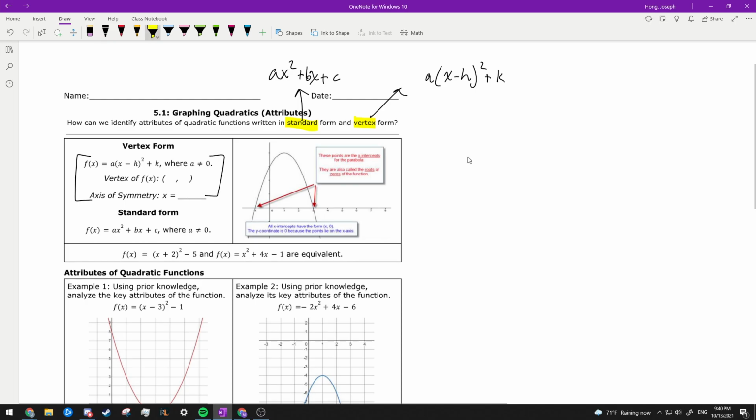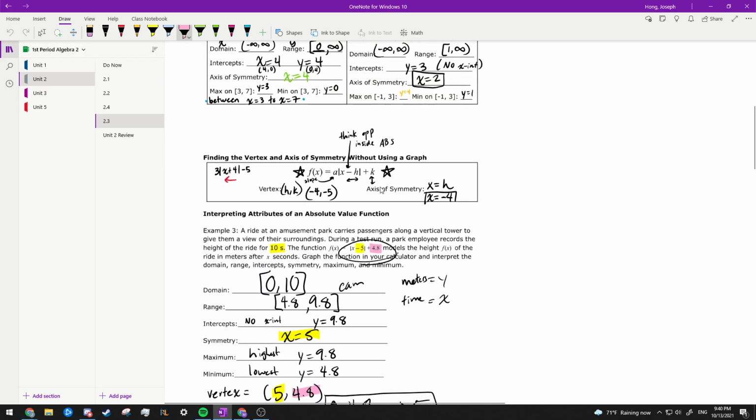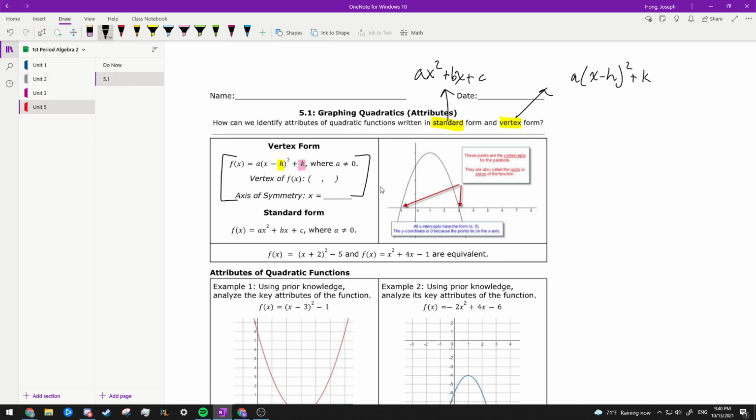Just notice that the h and the k are still very similar to the same thing that we learned two units ago, where we said that h and k is my vertex. So the same rule applies here as well. This is going to be (h, k). The axis of symmetry is the same thing as well: x is going to equal h. These points are the x-intercepts, which are right here. So I'm just going to write here that x is equal to -1 and 3.